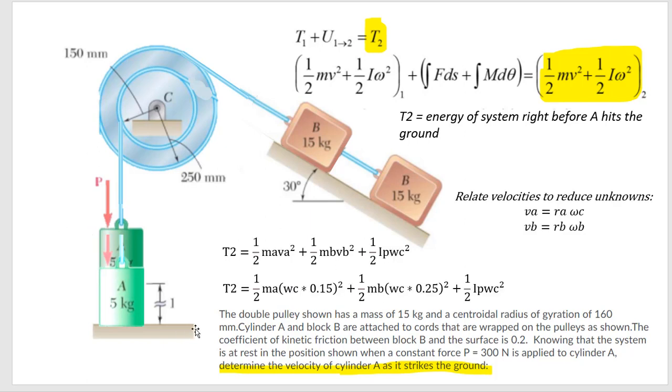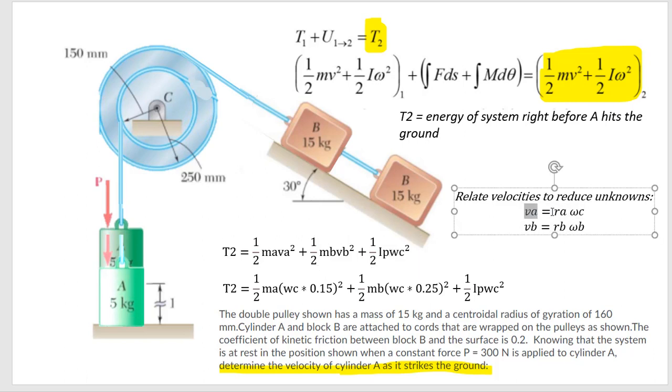One thing, so we had velocity of A, velocity of B, rotational angular velocity of C. We have all of these different velocities going on. They're all related to one another. So let's go ahead and get rid of some of these unknown variables by putting everything in terms of, let's say, the angular velocity of how fast this guy is spinning.